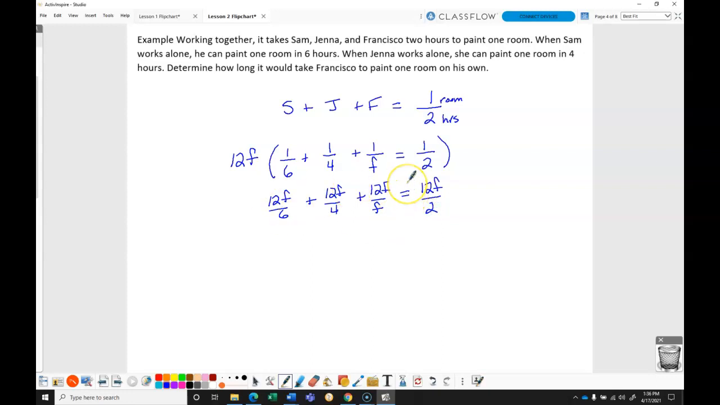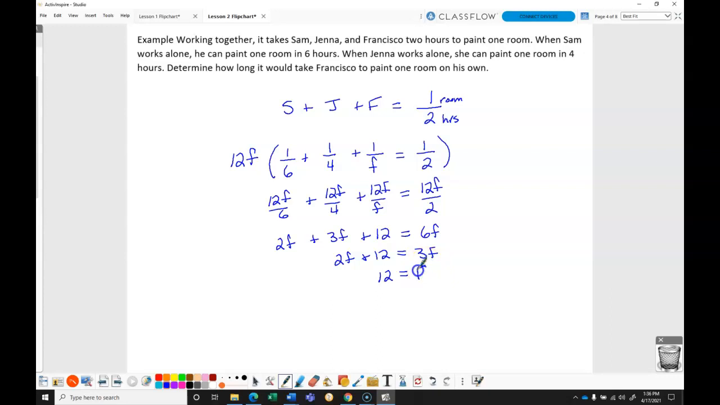So now I can simplify my fractions, and it should be a much easier way to handle. So this simplifies. 12 over 6 simplifies to 2. 12 over 4 simplifies to 3. The f's on this one would cancel out. And 12 over 2 would be 6. Now what I'm going to do is I'm going to get all of my like terms together. So I've got 6f here that I'm subtracting 3f from. And then I've got the 2f that I'm going to subtract from both sides.